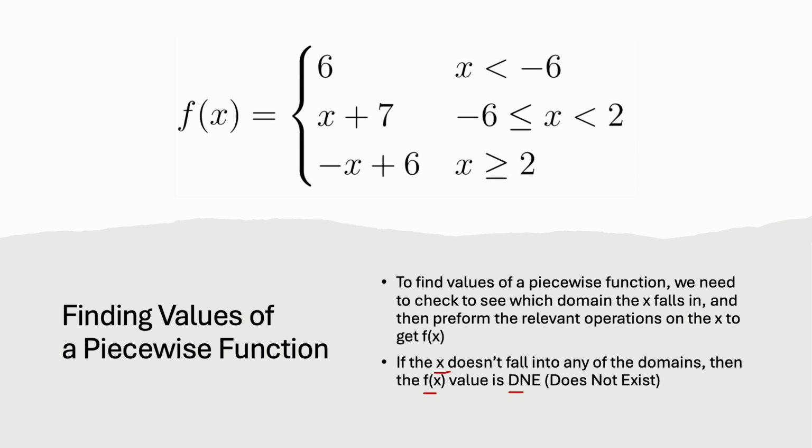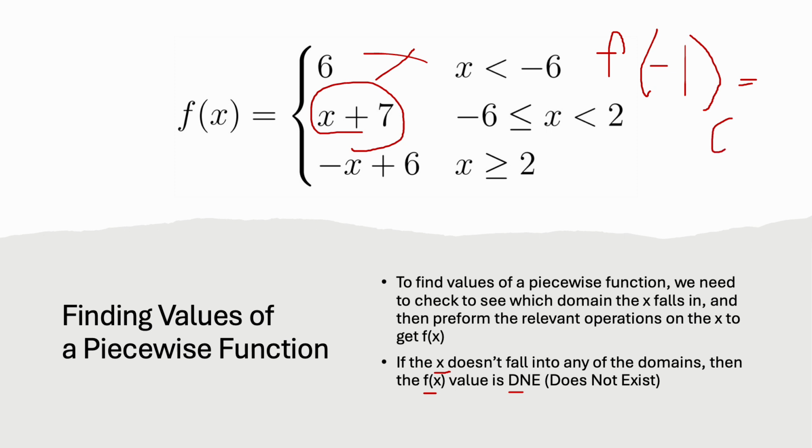So if we have, for example, let's take f of -1. So let's go through each of our domains. Is -1 less than -6? No, it is not. So we're not going to use this one. Is -1 between -6 and 2? It is. So we're going to use this function, x plus 7. -1 plus 7 is 6. So f of -1 is equal to 6.